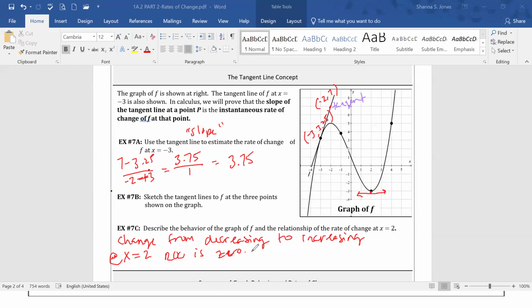7B is just drawing that line. So anytime I draw a horizontal line, that means that the rate of change at that point is going to be what? 0. That's our big takeaway from that.